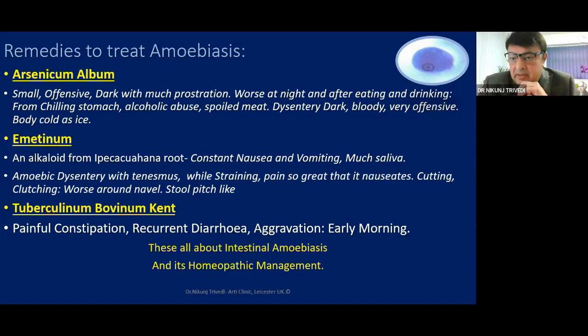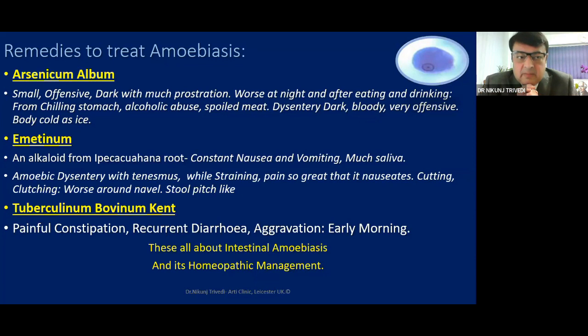Spoiled meat is one of the factors. Unwashed vegetables are one of the factors. Unhygienic food from the restaurant, or unhygienic food served by the waiters from the hotel, is one of the factors. Those are the factors which give us a clear-cut clue that the patient has a complaint of amoebiasis.